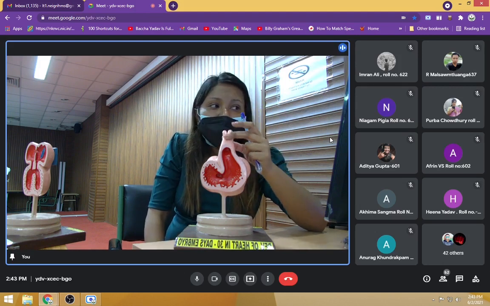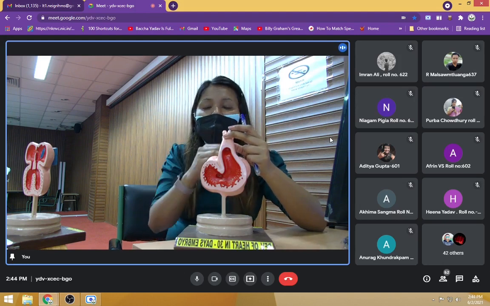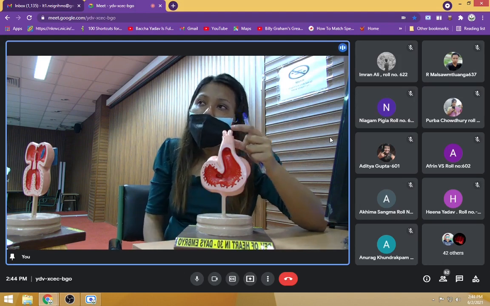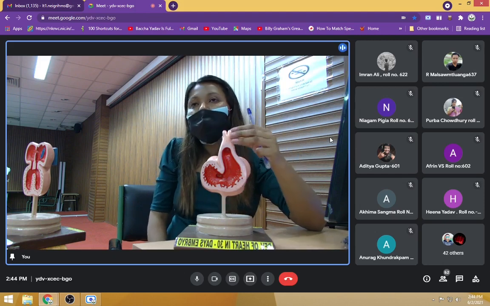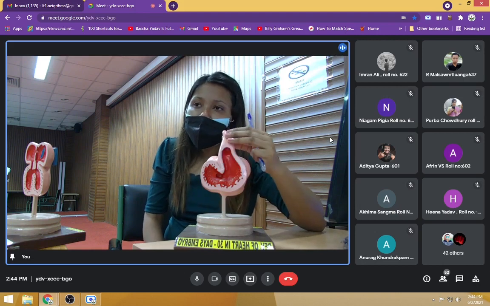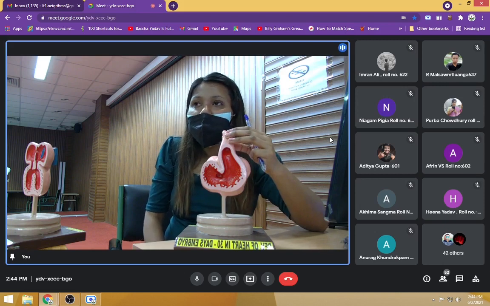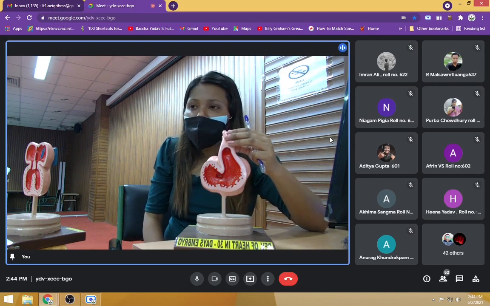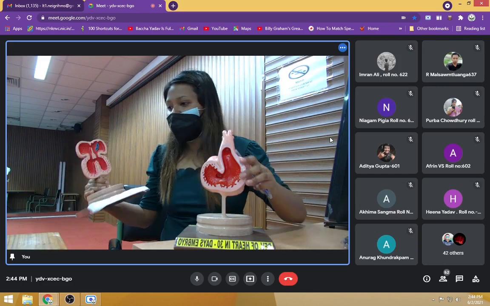And why is this spiral septum important? To divide the outflow tract so that the pulmonary artery drains into the right ventricle and the aorta drains into the left ventricle. Any problem in the formation of the spiral septum will result in the abnormality known as transposition of great vessels. Okay, so let us revise again.